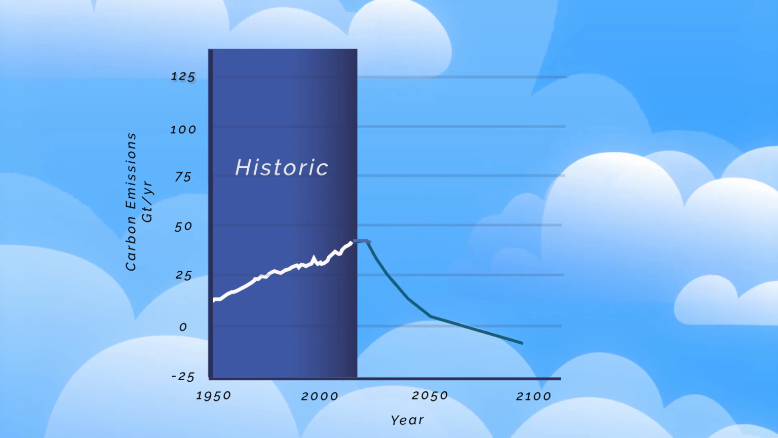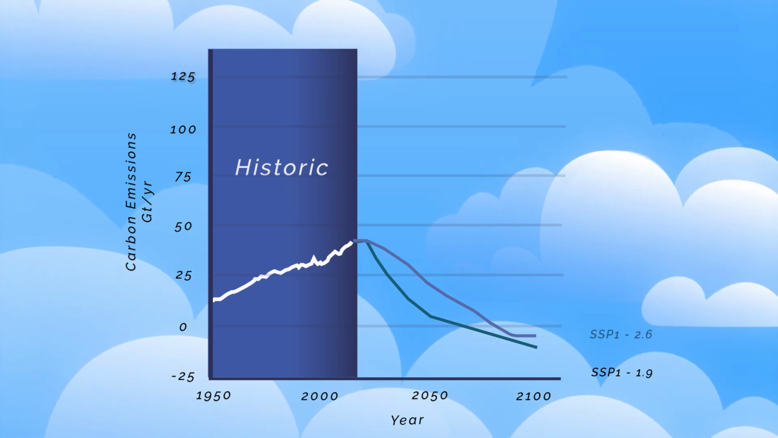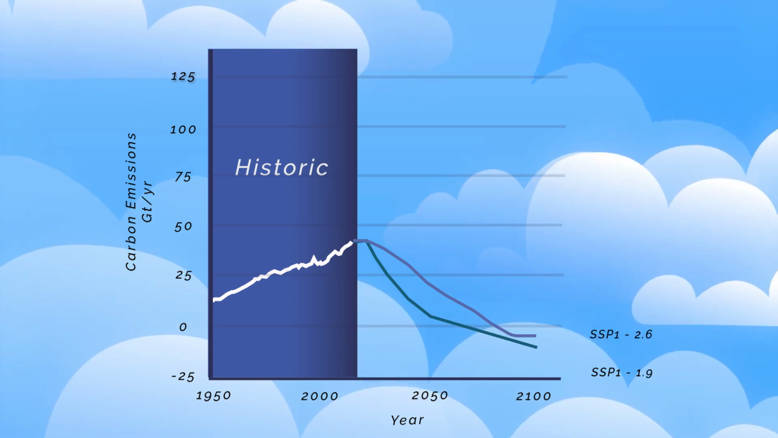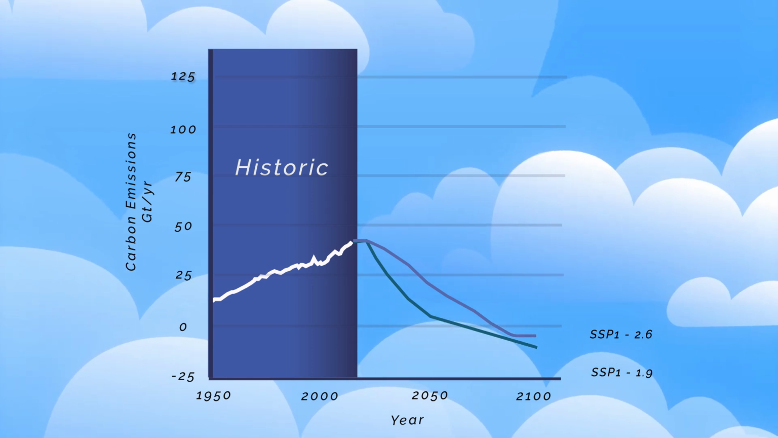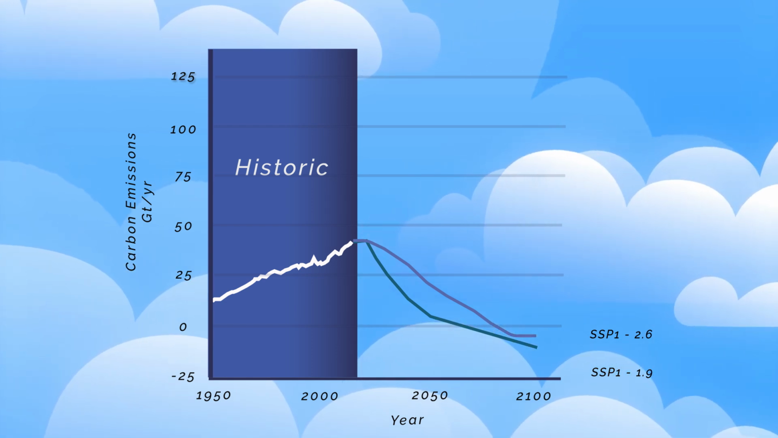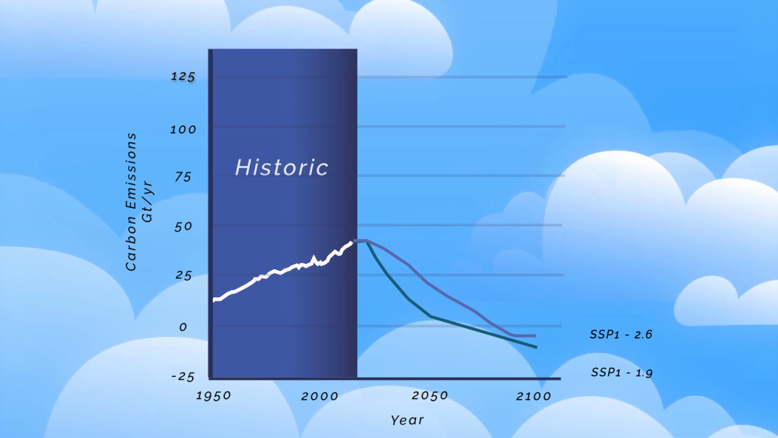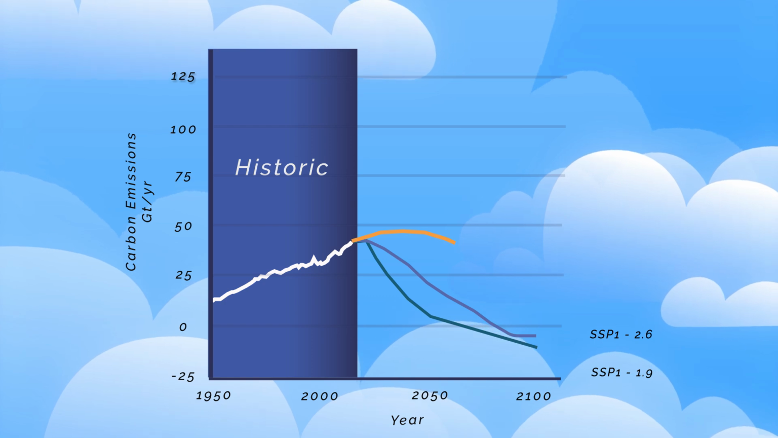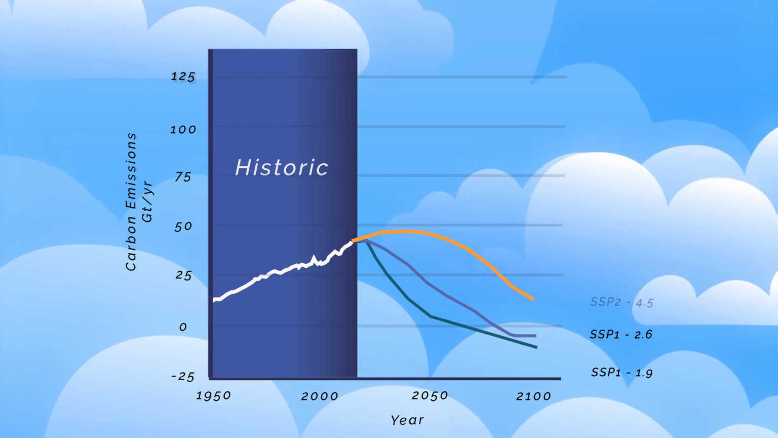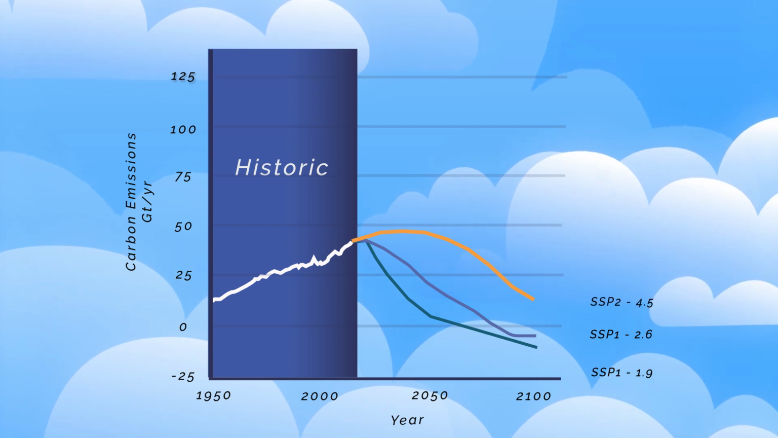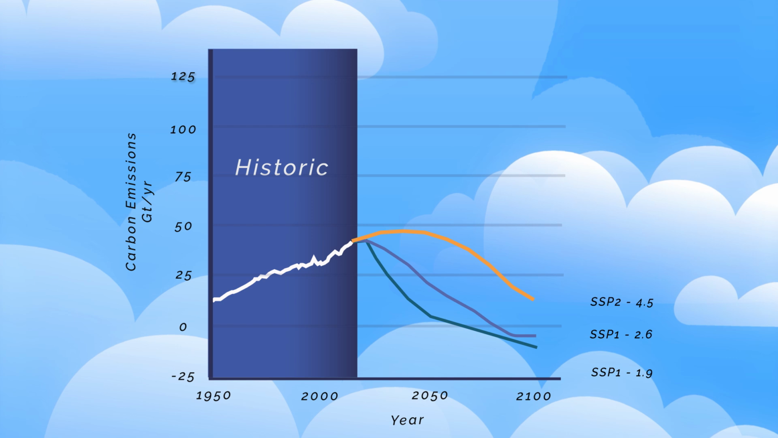SSP1, the Sustainability Pathway. IPCC offers two projections here, one based on RCP 1.9 and one on RCP 2.6. These are very optimistic storylines that suggest a significant decrease in emissions starting in 2020. SSP2, the middle of the road. Here we get one projection based on RCP 4.5. And even in this storyline, emissions start to rapidly decline after approximately 2050.